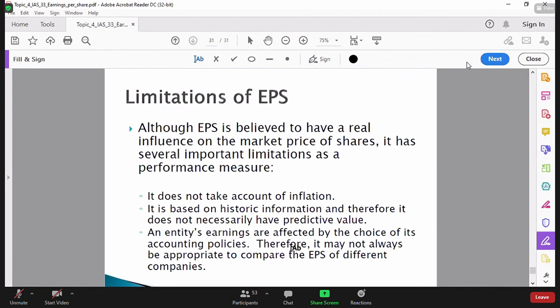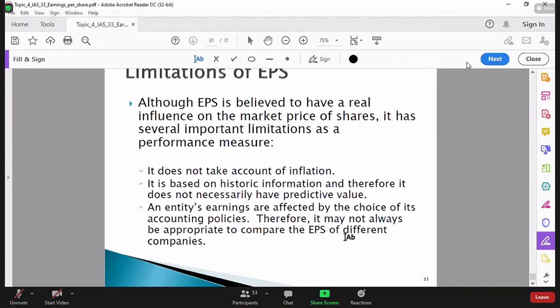So entities' earnings are affected by the choice of accounting policies. This is different in the comparison actually. Therefore, it may not always be appropriate to compare the EPS of different companies because the choice of accounting policies is different. Okay. So that's it.